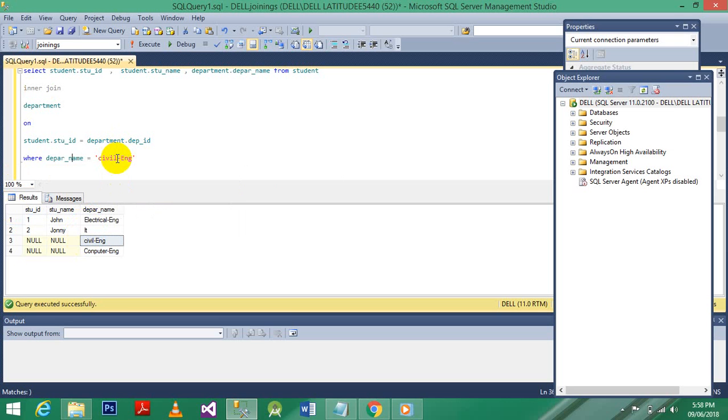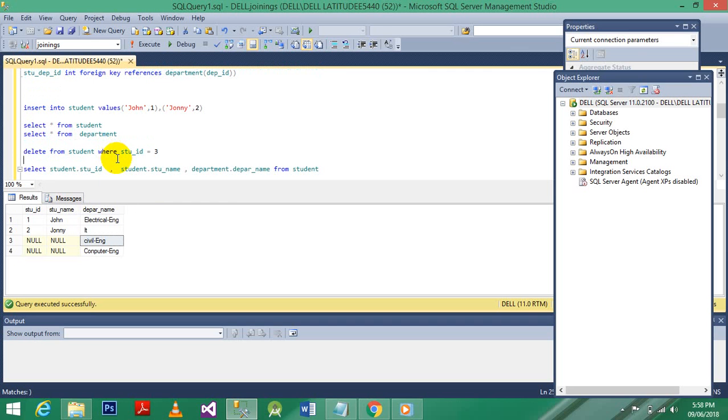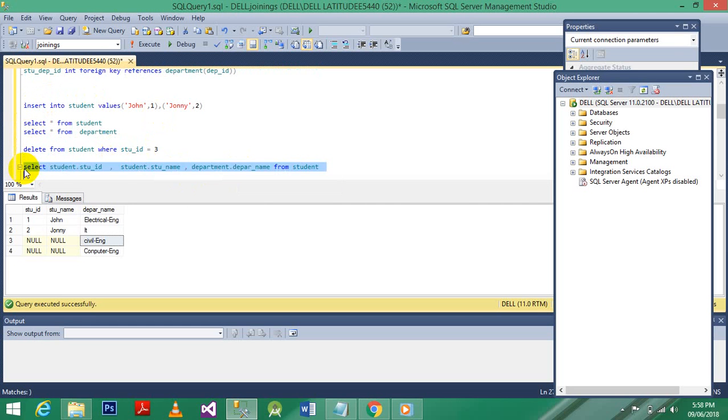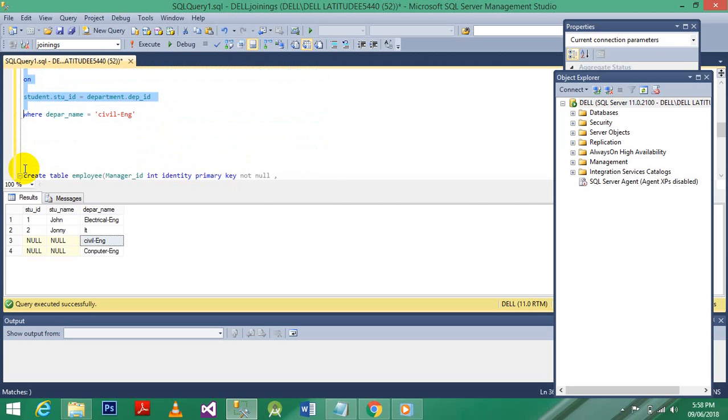Okay, I wrote the wrong name. Okay, I just select it first. Look, I just select it and execute it. Look, we don't have these students, we don't have a student whose department name is civil engineering. Okay, so it does not show that data.